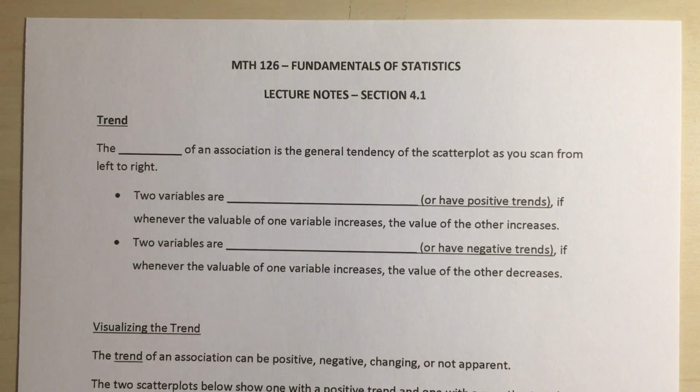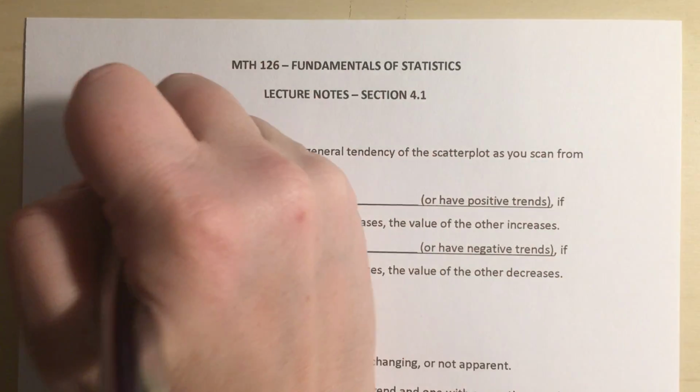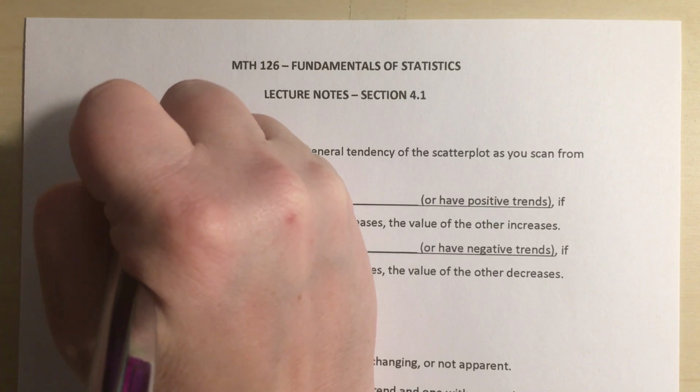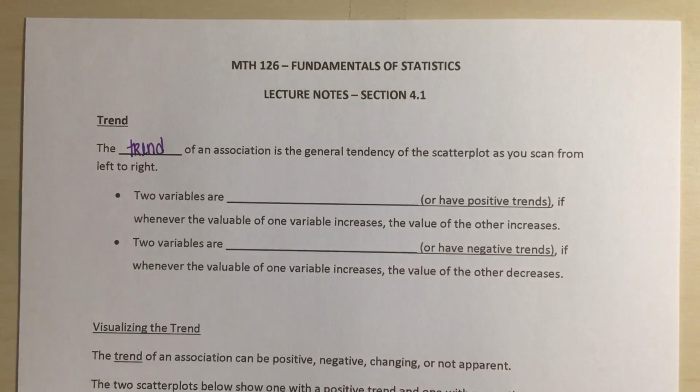Right, so the first thing that we are going to look at is trend. Okay? So again, when we're looking at scatter plots, we're going to be looking at three things. The first of these being trend. The trend of an association is a general tendency of the scatter plot as you scan from left to right.